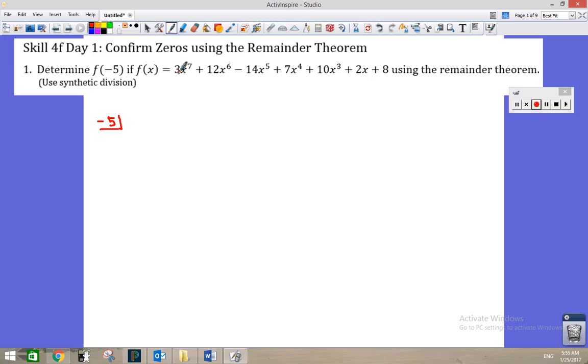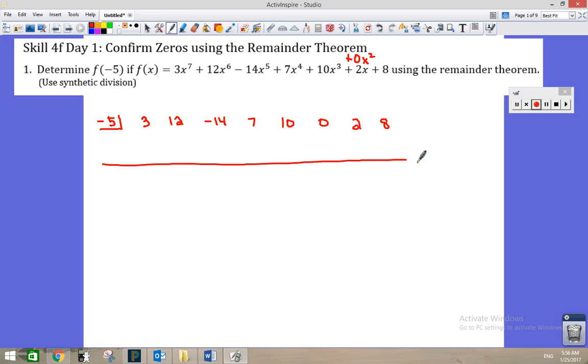So if I have -5, the first thing in synthetic division, make sure your polynomial is in standard form. 7, 6, 5, 4, 3. Now I'm missing an x squared, so I am going to add a 0 for x squared as a placeholder. And then I've got 3, 2, and then 1, and a constant term. So I've got 3, 12, -14, 7, 10. I'm going to insert a 0, and then 2 and 8.